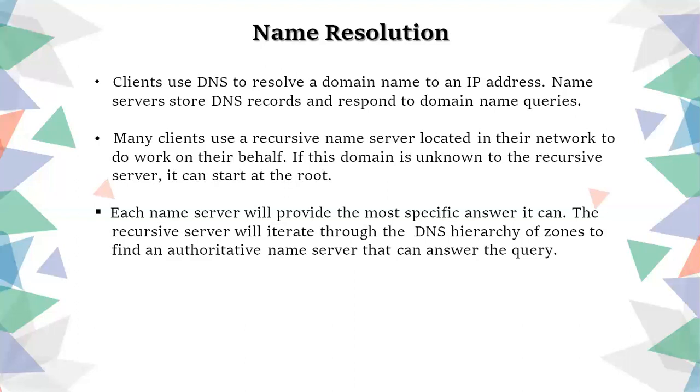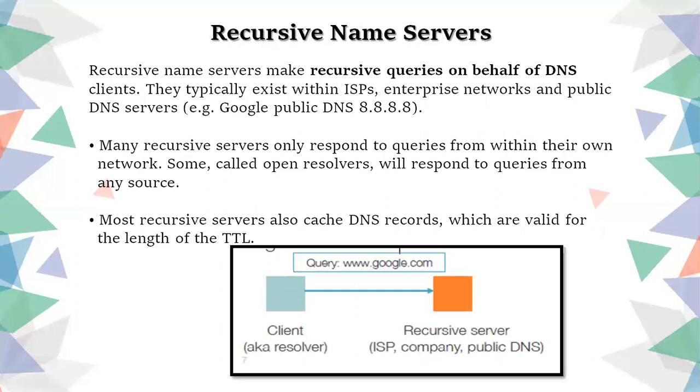So each name server will provide the most specific answer it can. The recursive server will iterate through the DNS hierarchy of zones to find an authoritative name server that can answer the query. What is a recursive name server? It is responsible for additional requests. It is like a library, and a DNS recursive server is a server designed to receive queries from client machines through applications such as a web browser.